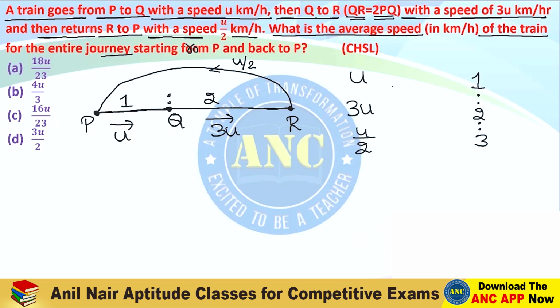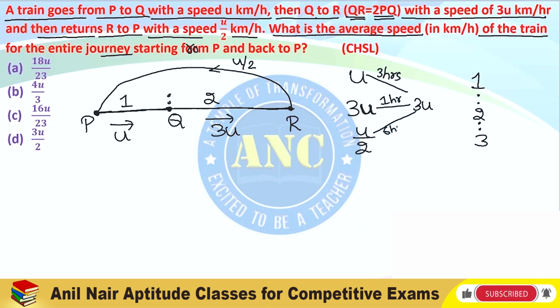I can assume the distance as LCM of u, 3u and u by 2, which is nothing but the LCM of the speeds. So LCM of u, 3u and u by 2 will be 3u kilometers. 3u kilometers is the assumed distance. So in 1 hour it will cover u. To cover 3u, it will take 3 hours. I hope you are understanding. At 3u speed, in 1 hour it will cover 3u. To cover 3u, it will take 1 hour. At u by 2, in 1 hour it will cover u by 2. To cover 3u, it will take 6 hours. 3 into 2, 6 hours. I hope you are very clear with the beautiful concept we are trying to learn here.